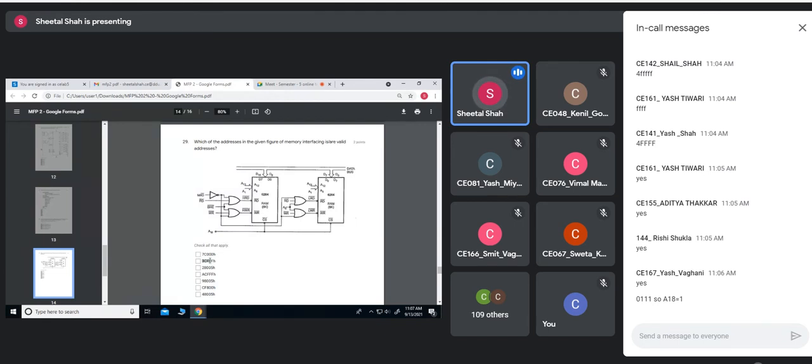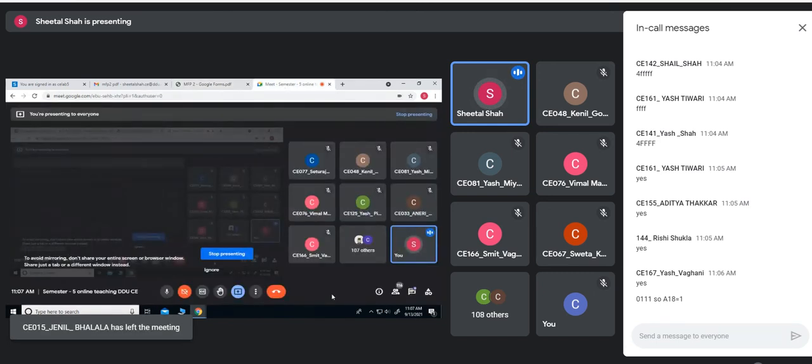How about this? 3CFF, 3 corresponds to 0011. So that means the A18 bit is 0 here, so this is a valid address. 2 is also a valid address because it is 0010. How about A? A corresponds to 1010. So here also the A18 pin is 0.